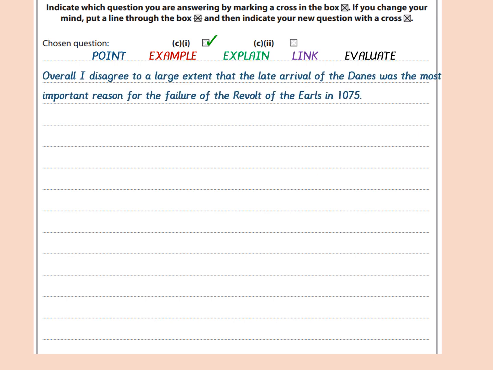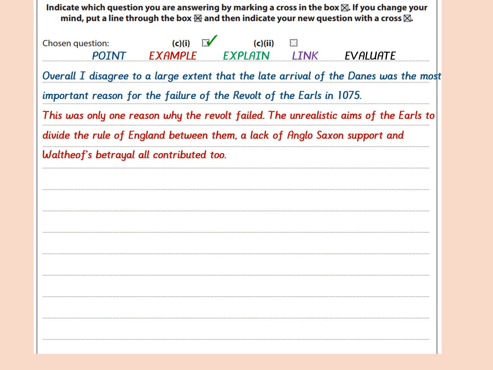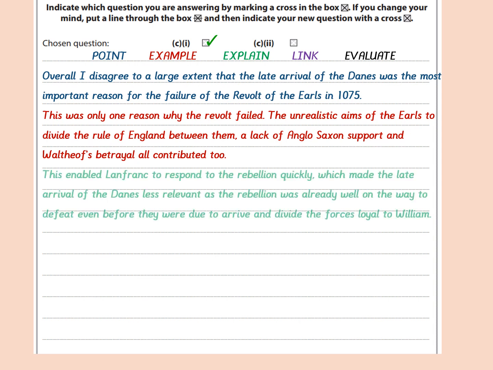a conclusion. Overall, I disagree to a large extent that the late arrival of the Danes was the most important reason for the failure of the revolt of the Earls in 1075. Notice that I've put "to a large extent", so I'm giving a sense of how far, just as the question asked me. This was only one reason why the revolt failed. The unrealistic aims of the Earls to divide the rule of England between them, a lack of Anglo-Saxon support, and Wulfioff's betrayal all contributed too.